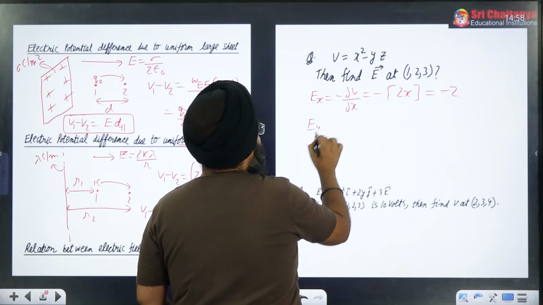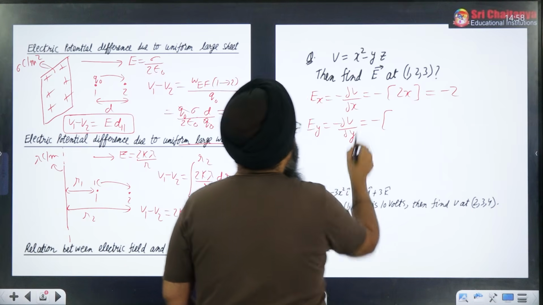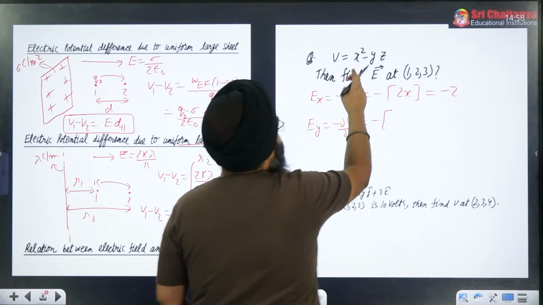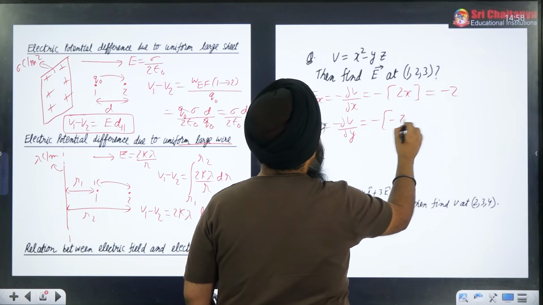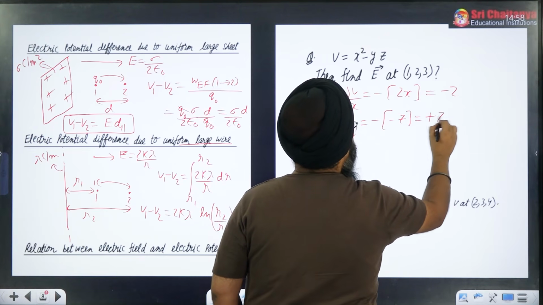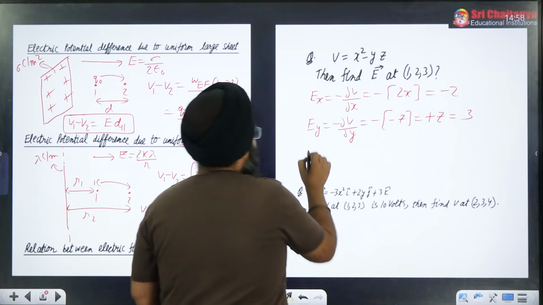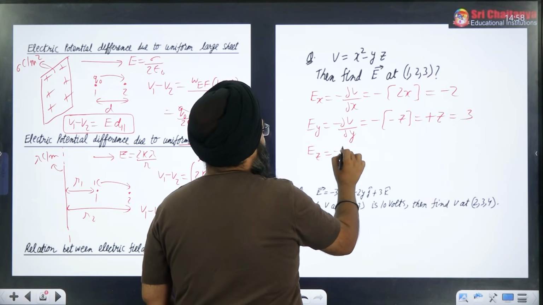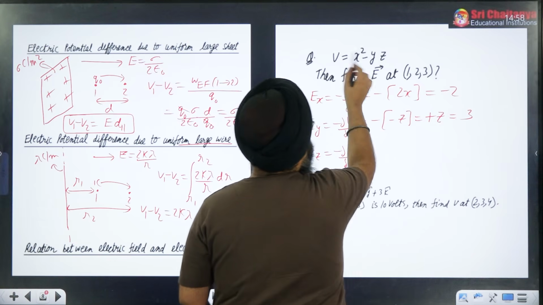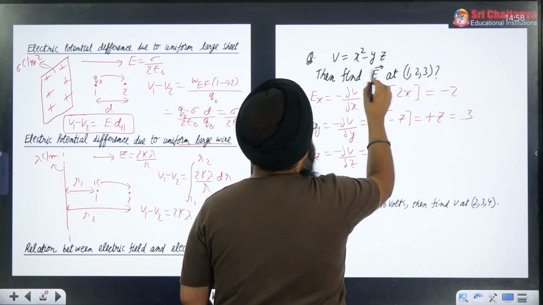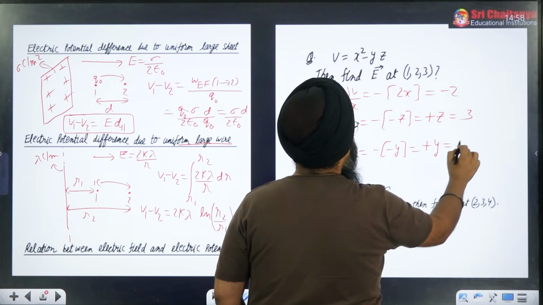Ey will be equal to minus of del V by del y. So with respect to y I will differentiate, so x square will be 0, and with respect to y it will be minus z, so it will be plus z. And z is equal to 3, so it will be 3. And Ez will be equal to minus of del V by del z. If I differentiate it, x square will be 0, minus of minus y, so I will get plus y, and y is equal to 2, so I will get 2.